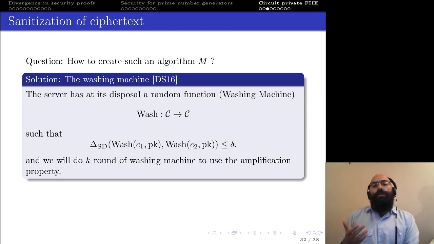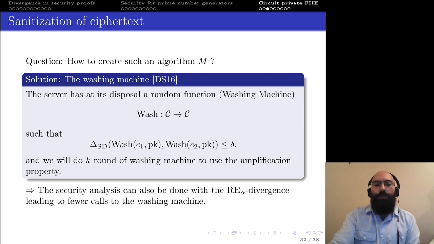So what they did is they created a function called the washing machine, function wash, that will re-randomize the set of ciphertexts, such that for two different ciphertexts, the statistical distance is bounded by a constant delta. Then you just do k rounds of the washing machine and use the amplification property to gain the security that you want.